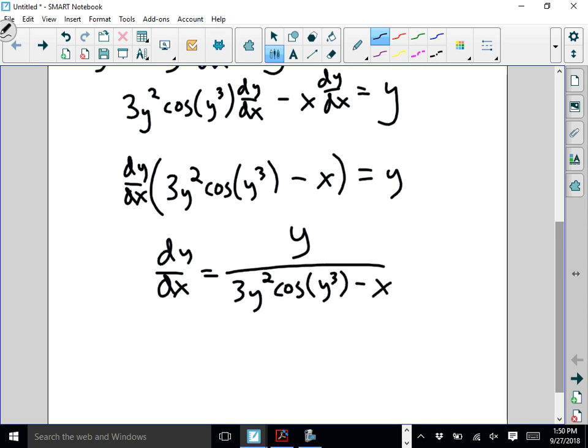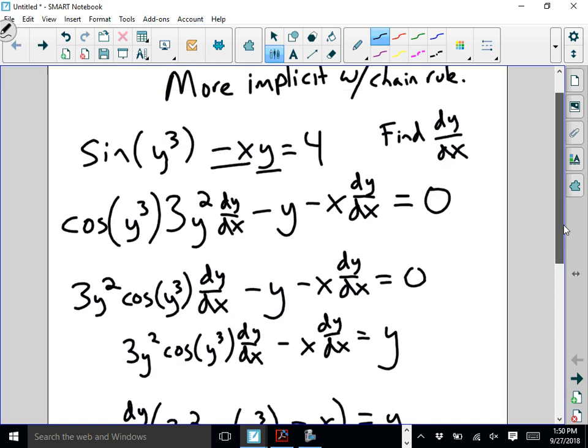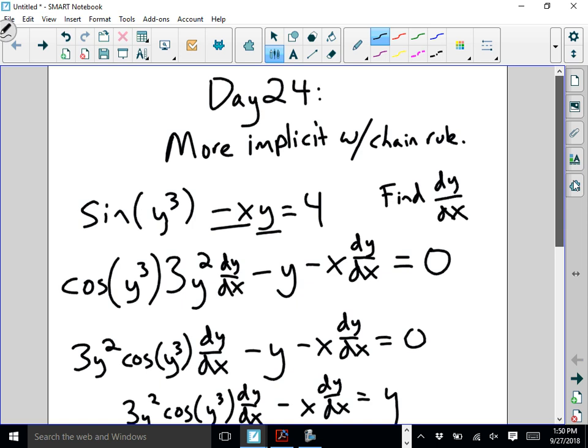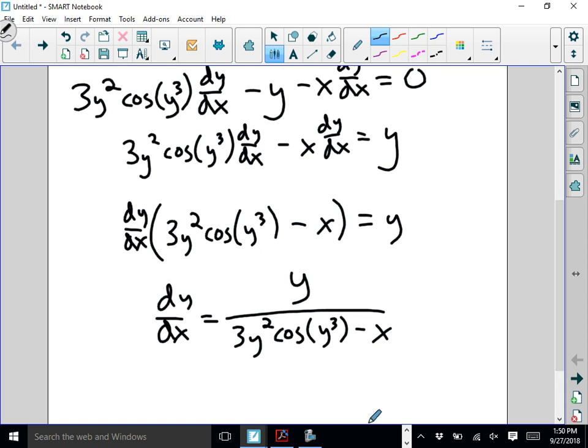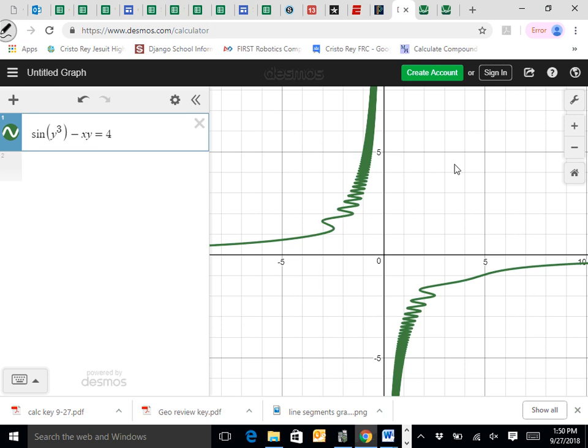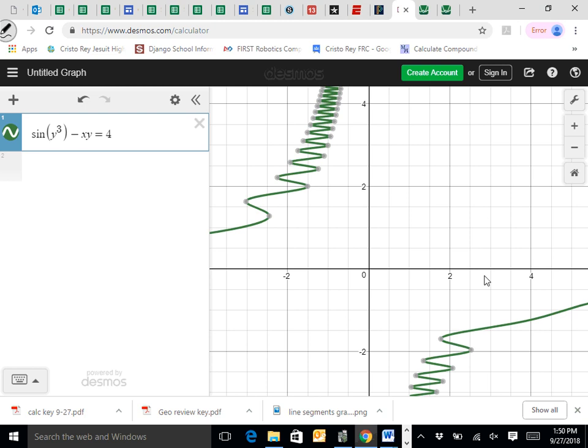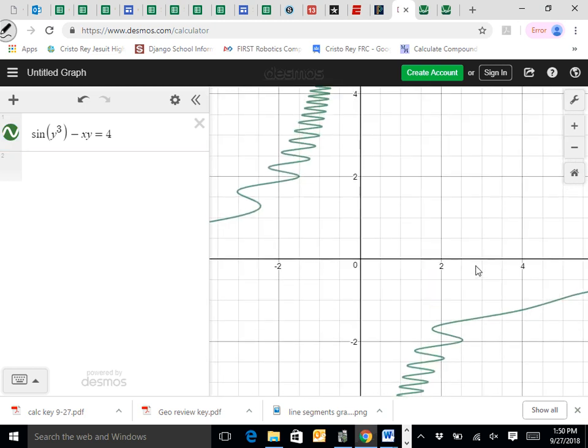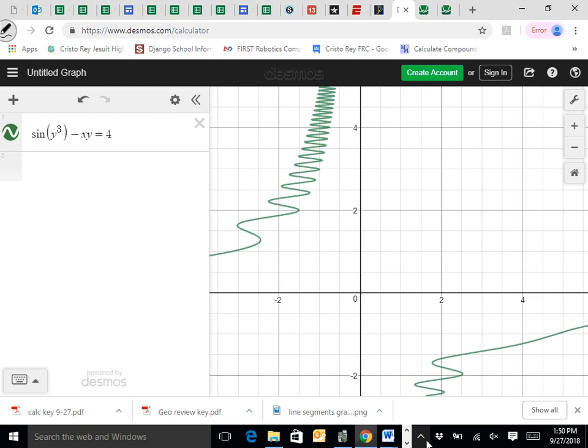That is dy dx. I wanted to take a look at what this curve actually looks like. So I went to Desmos before I made this. And I'm just going to look at the graph of sine y cubed minus xy equals 4. So let's go back and see what that looks like. And there you have it. That is kind of a funky looking graph there. All right. Kind of trippy. Anyways, just thought it's kind of cool to look at what it looks like. Okay, next, let's try another problem.